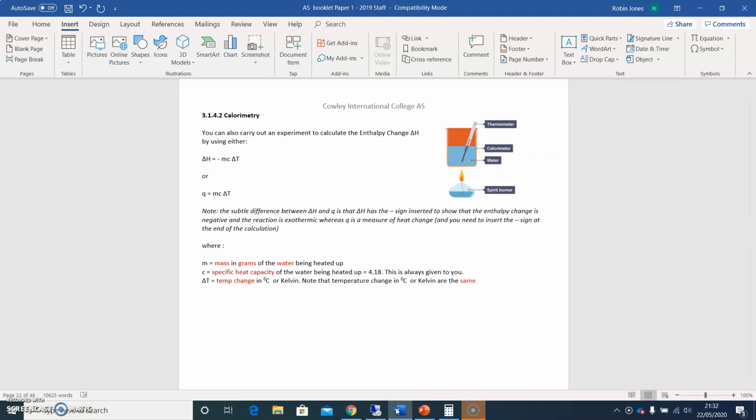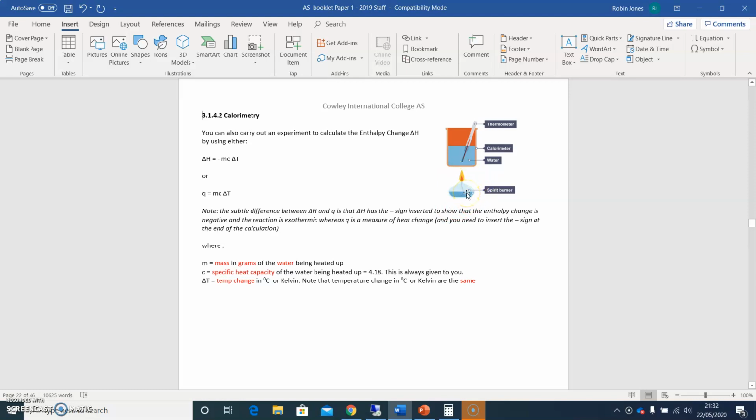Hi, I've had a bit of a shout out for a topic, calorimetry, that comes from paper 1. So what's calorimetry? Well, first of all, it's a piece of apparatus called a calorimeter. And a calorimeter couldn't be any easier. It's a beaker with water in it and a thermometer. That's all it is. And the beaker of water with the thermometer in it is measuring a temperature change.